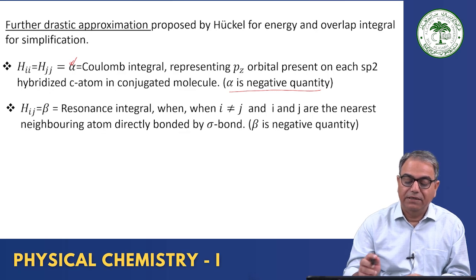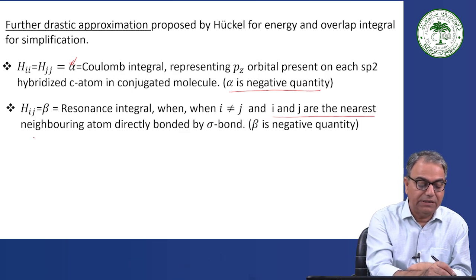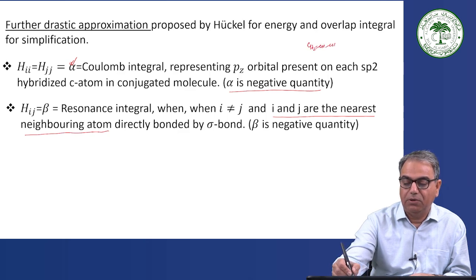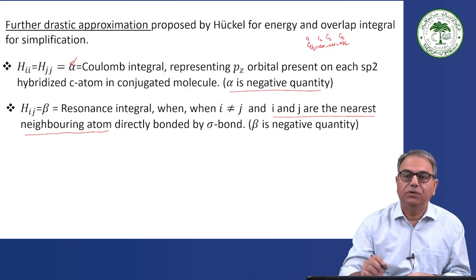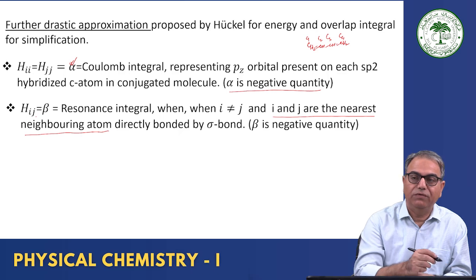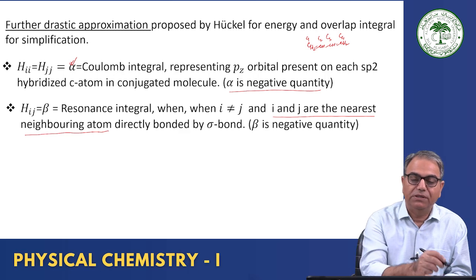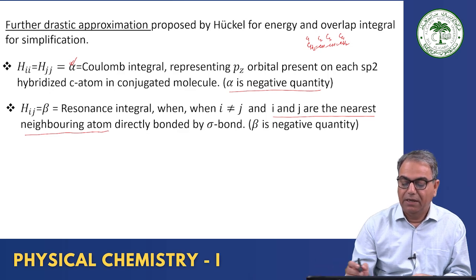Then Hij, meaning H12, with different numbers in the subscripts, you write as beta, when i is not equal to j and i and j are nearest neighbors. This is very important: nearest neighboring atoms. Because suppose you have a molecule like CH2 double bond CH, single bond CH, double bond CH2. Now you number it C1, C2, C3 and C4. Four carbon atoms are there. C1 and C2 are directly bonded, so H12 will be beta, but C1 and C3 are not bonded by a sigma bond, so H13 will not be beta. H13 will be equal to 0. That is the third term. And this beta is also a negative quantity.